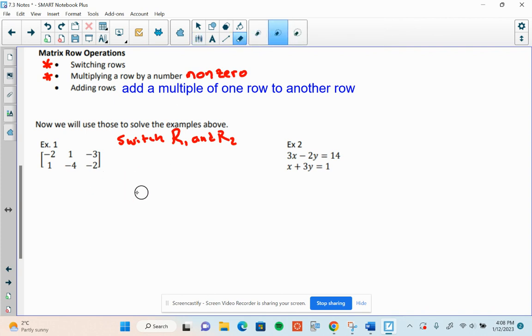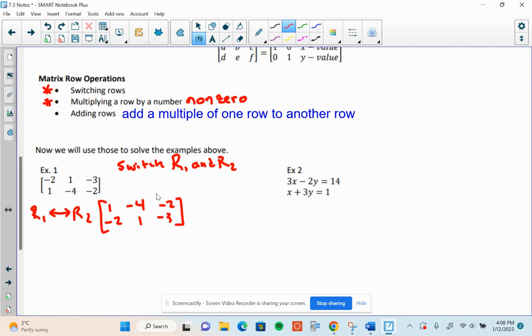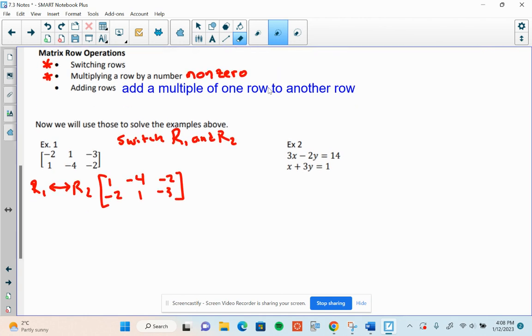I'll write this over here a little bit further so I have more room. So we're going to switch row 1 with row 2. We now have 1, negative 4, negative 2, and negative 2, 1, negative 3. The first step of our process is done. The 1 is in place. Now I'm going to use that to get a 0. If we had a bigger system of equations, we would do this same column by column process.